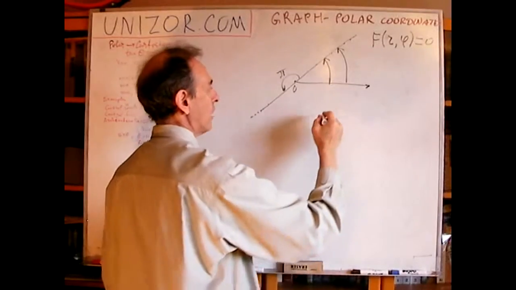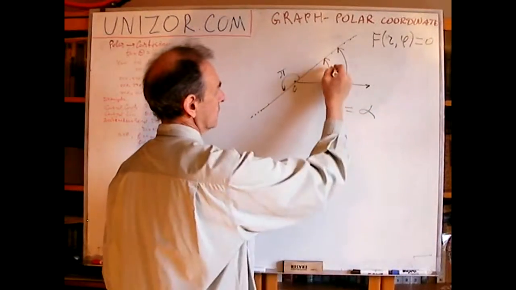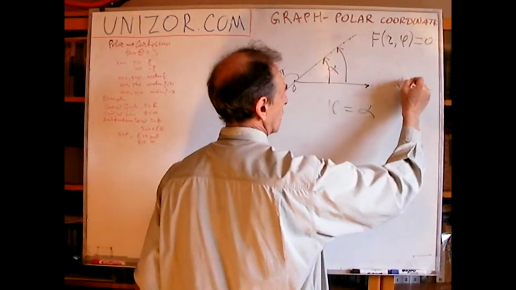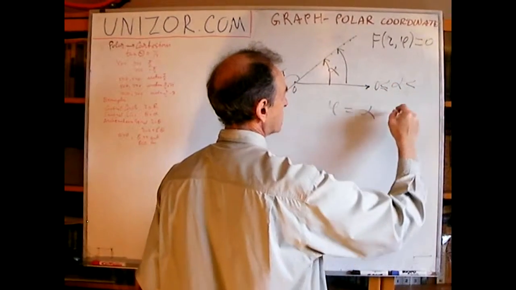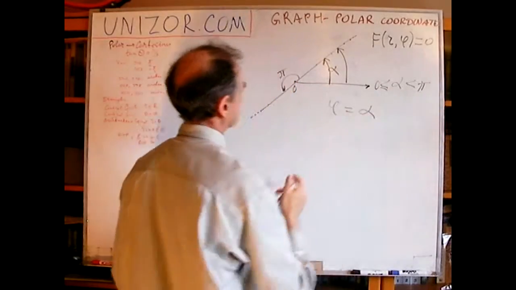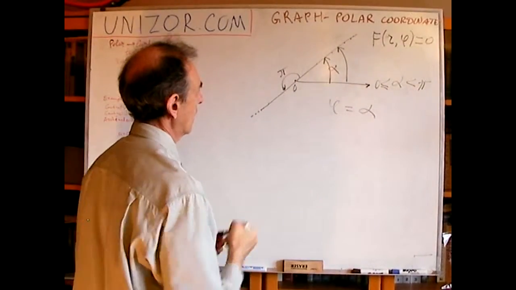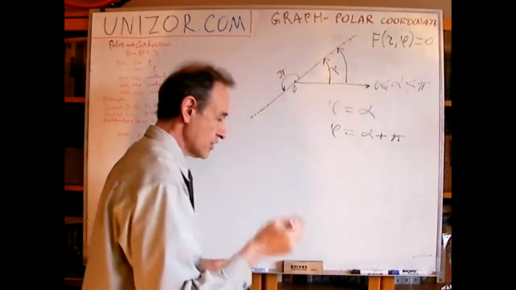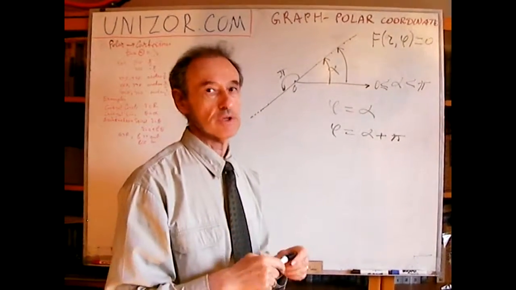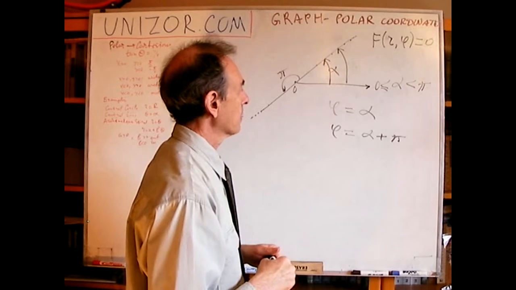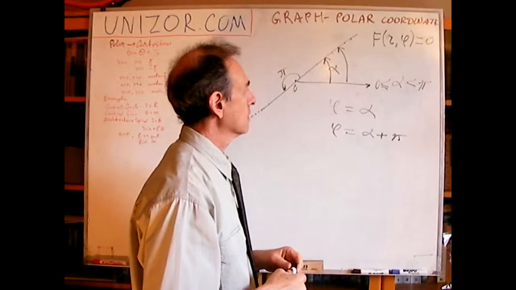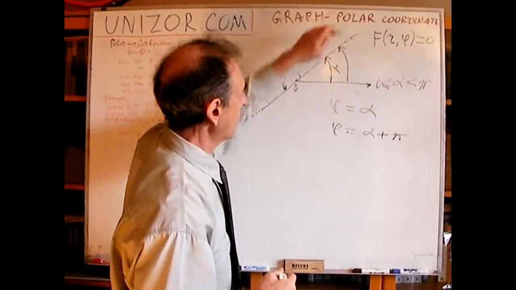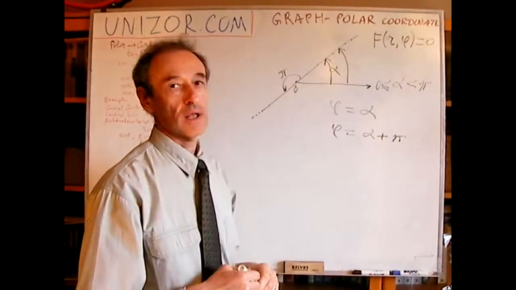One piece is determined by phi equal to, let's say, alpha. This is an angle alpha, and I presume that alpha is from 0 to pi. And this piece is phi equal to alpha plus pi. So the union of these two graphs represents the whole line. This one represents half of the line, and this one represents the other half of the line. So how to unionize?